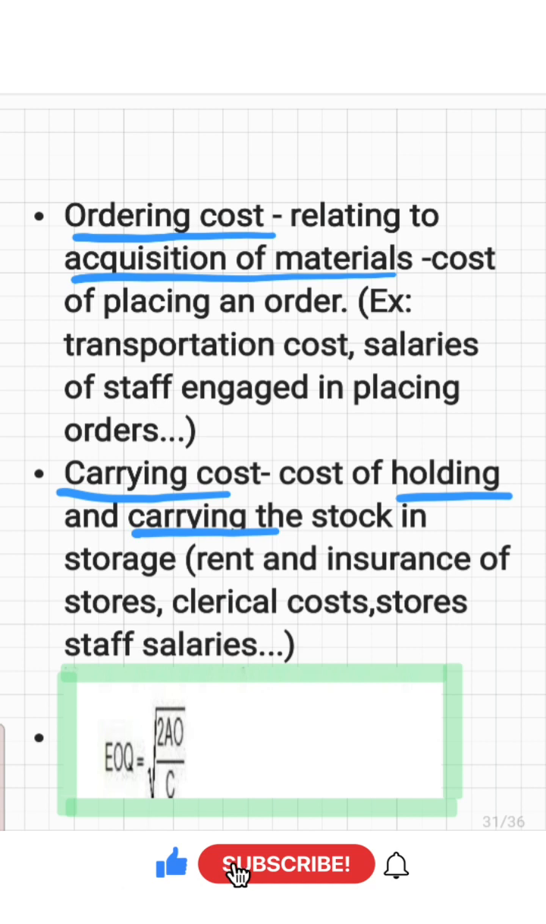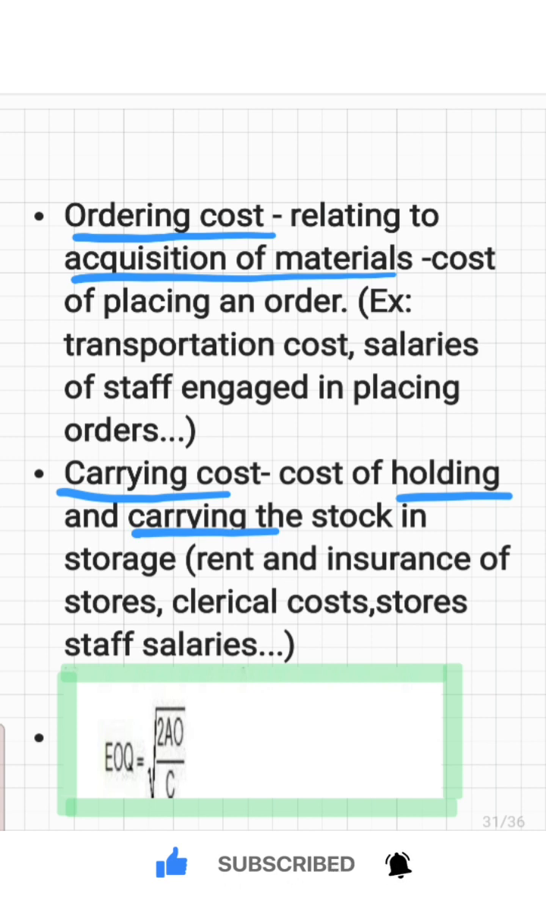Ordering cost is a cost relating to the acquisition of materials, the cost of placing an order, for example, transportation cost, salaries of staff engaged in placing orders, and salaries of staff engaged in receiving and inspection, cost of stationery, telephone, etc. Carrying cost is the cost of holding and carrying the stock in storage, for example, rent and insurance of stores, clerical costs, and store staff salaries, etc.